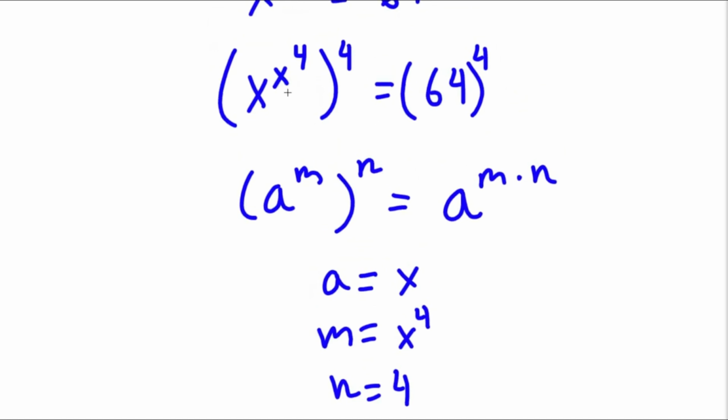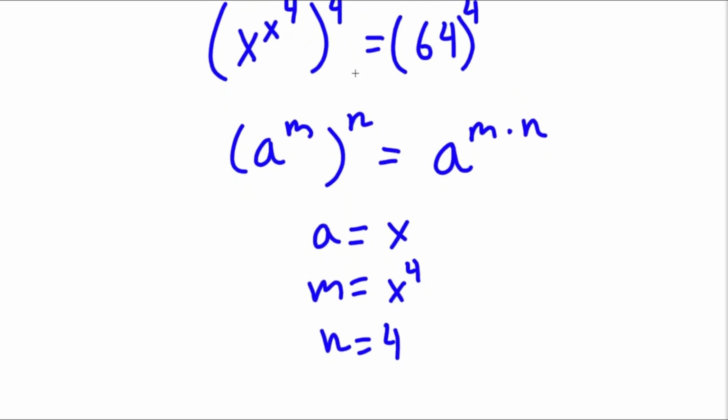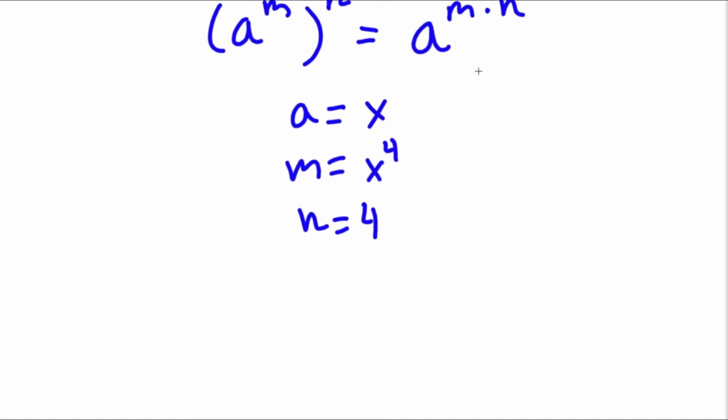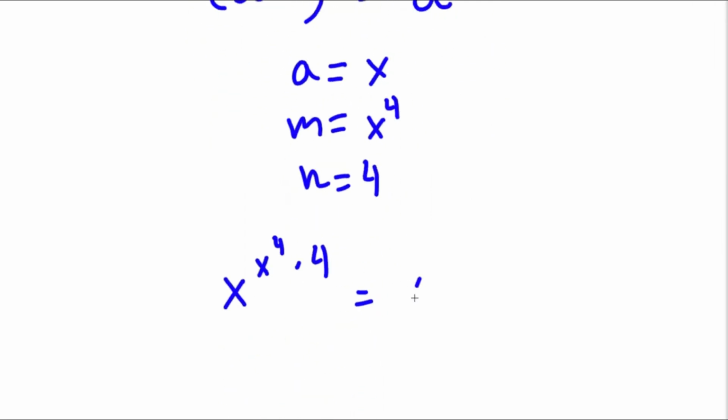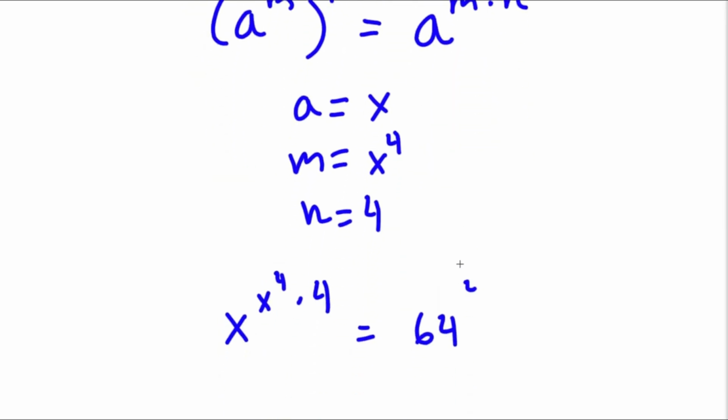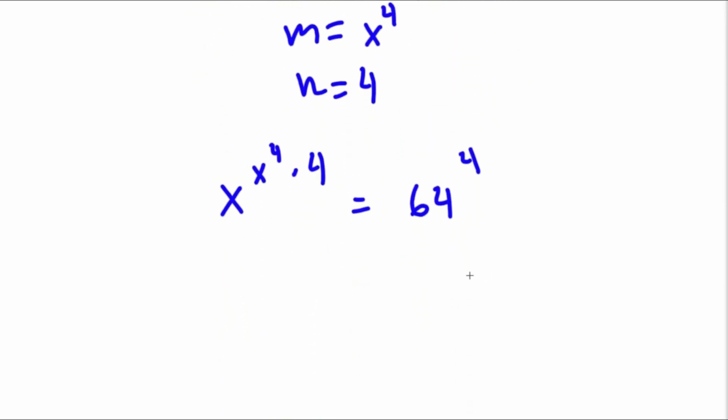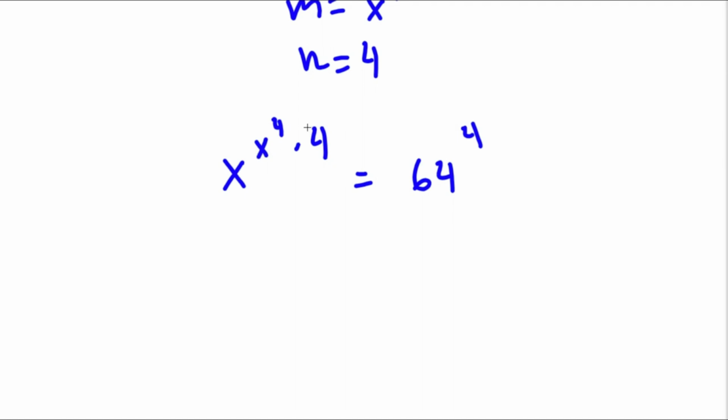So if I want to convert x to the power of x to the power of 4 to the power of 4 into the form a to the power of m times n, this would be x to the power of m times n. So x to the power of 4 times 4, and this is equal to 64 to the power of 4. Now x to the power of 4 times 4 is simply just 4x to the power of 4.